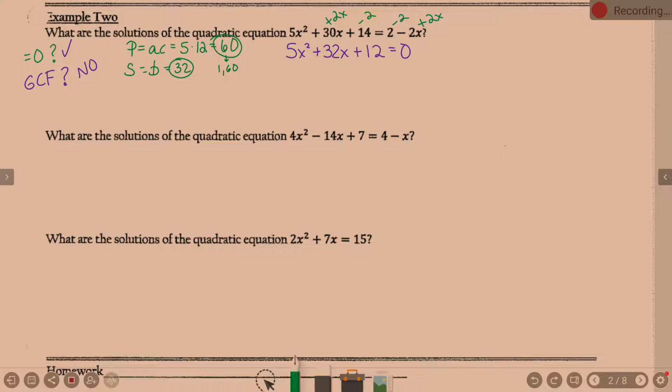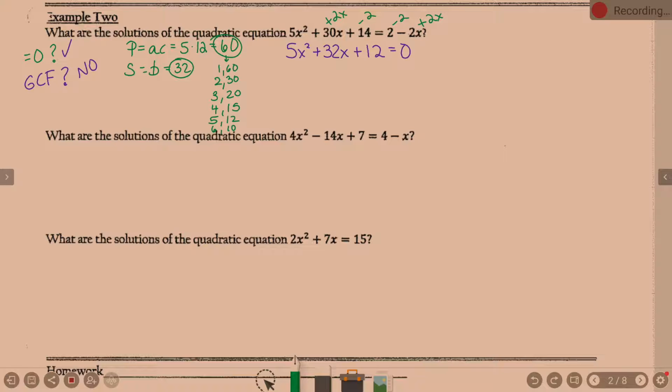1 times 60. 2 times 30. 2 times 30? Is that what you said the first time? No, I said 40. I thought so. Okay. 2 times 30 is 60. 3 times 20. 4 times 15. 5 times 12. 6 times 10. And I think that's our last pair.